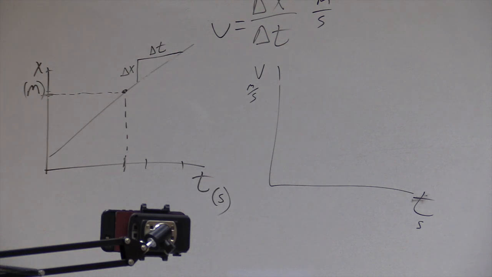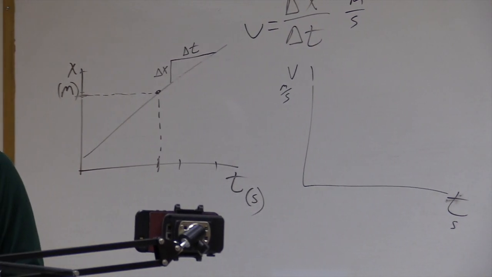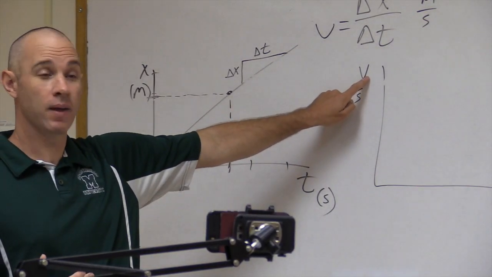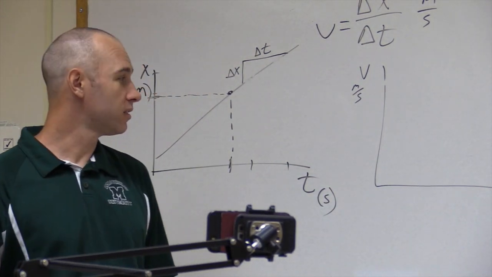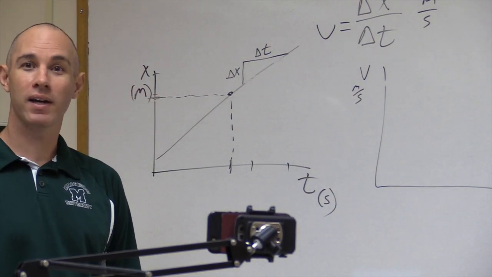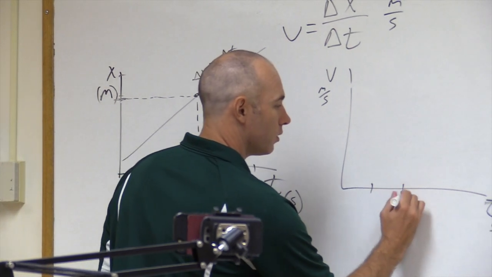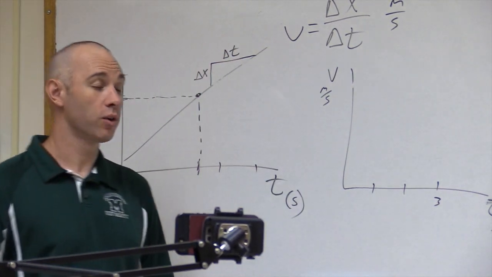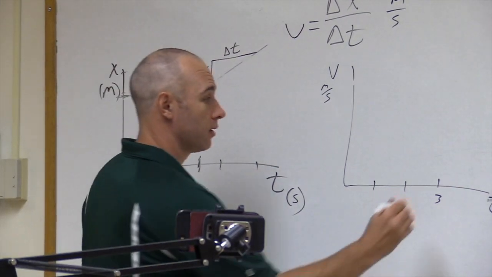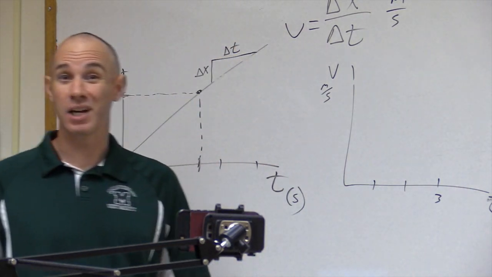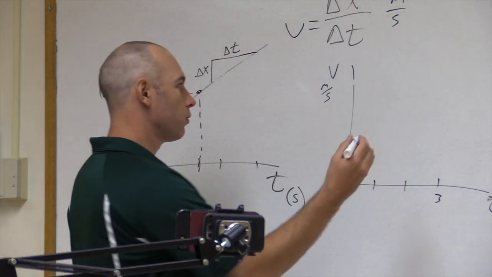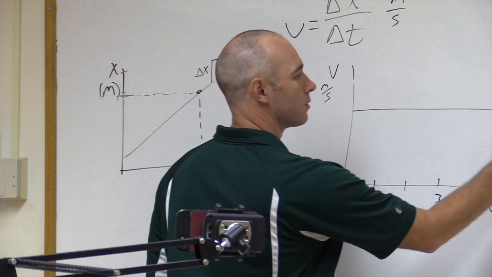And this is a cool graph, because it also gives us information. It'll tell us how fast you're going at any given time. Let's say 3 seconds go by, and I want to know how fast I'm going. I go 1, 2, 3. I look for the 3-second mark, and I go up to wherever my graph is. It's going to tell me how fast I'm going. So let's say the graph looks something like this.